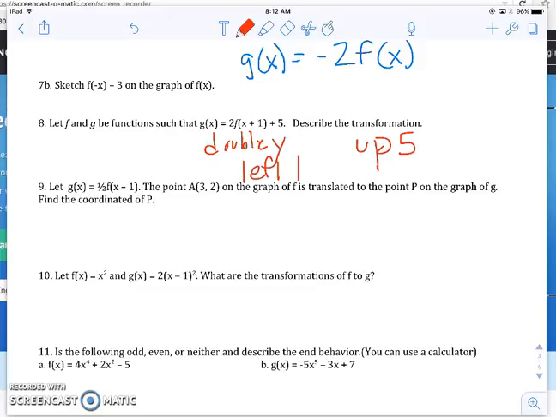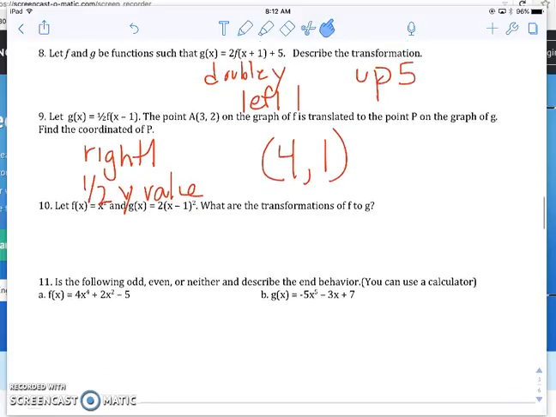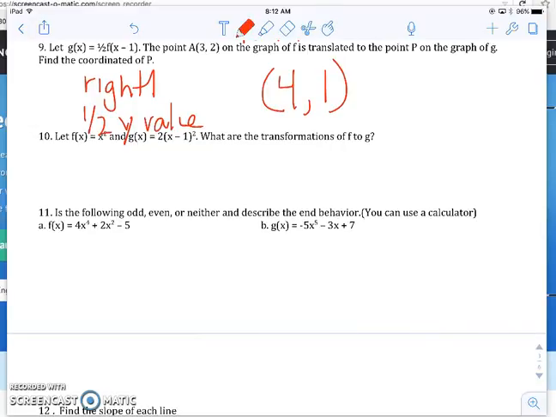This next one, what happens? Well, half of x minus 1, and we have to translate this coordinate. Well, minus 1, so to the right 1. Half of f, so that's half the y value. So if we look at our coordinate, to the right 1 would be 4, half the y would be 1. And then this last transformation, what happens? Well, minus 1 moves to the right 1, and our y values are doubled. So we could think of it as a stretch vertically.